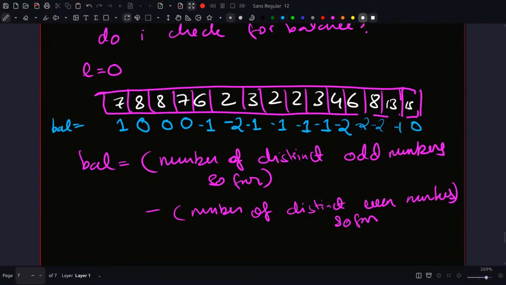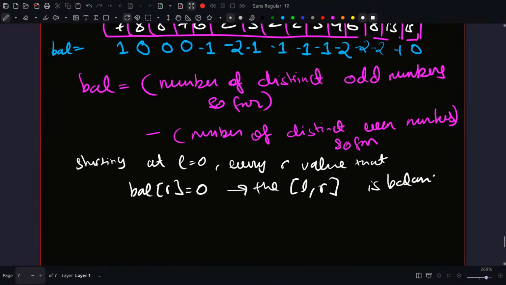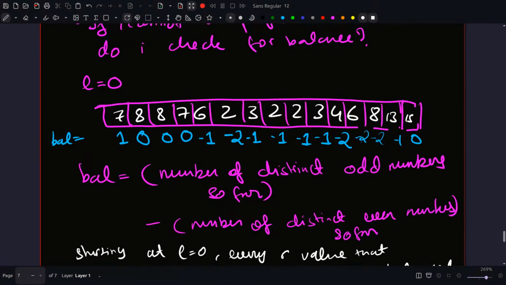So convince yourself that starting at L equals 0, for every R value such that balance of R is 0, the subarray L to R is balanced. That is very obvious because we're just doing the number of odd numbers minus even numbers. If odd is equal to even, then it will be 0 at that point, right? If you take, let's say, this position where it's a 0, all these elements are balanced because distinct odd numbers is 1, distinct even numbers is 1. 1 minus 1, 0.